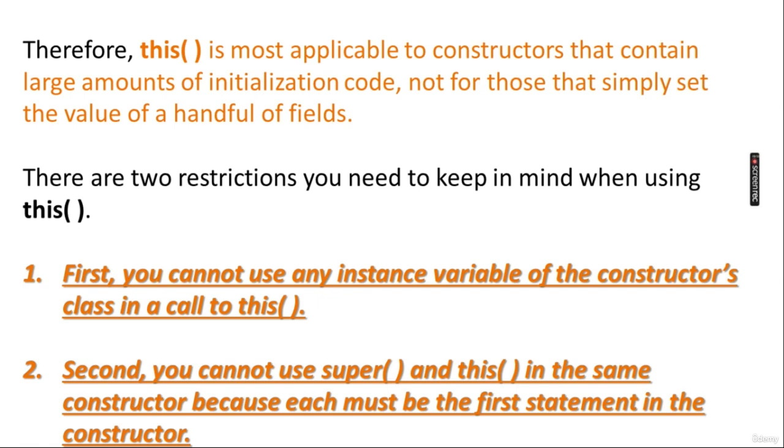There are 2 restrictions you need to keep in mind when using this. First, you cannot use any instance variable of the constructor's class in a call to this. Second, you cannot use super and this in the same constructor because the call must be the first statement in a constructor. So super and this cannot go hand in hand.